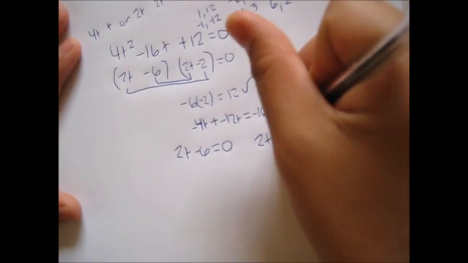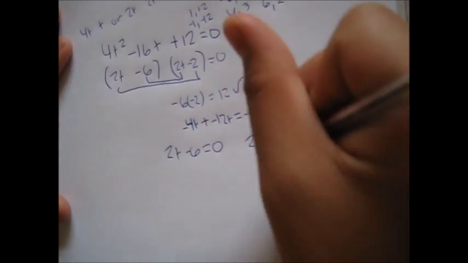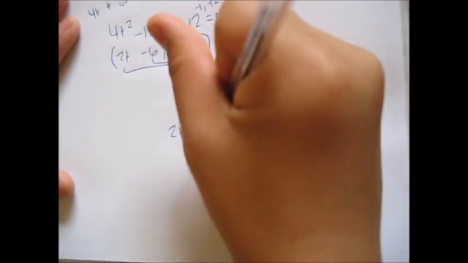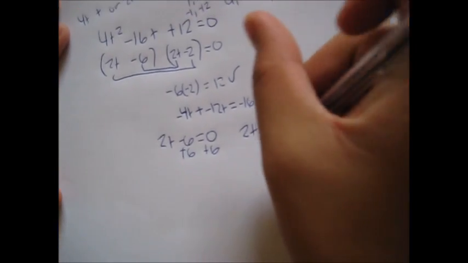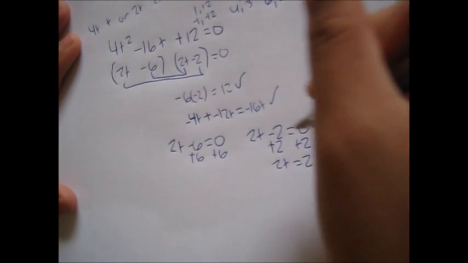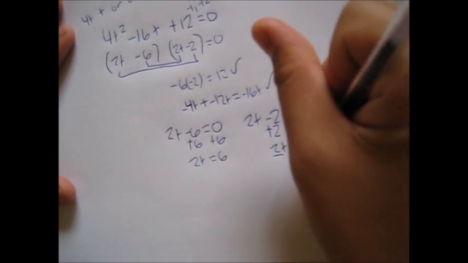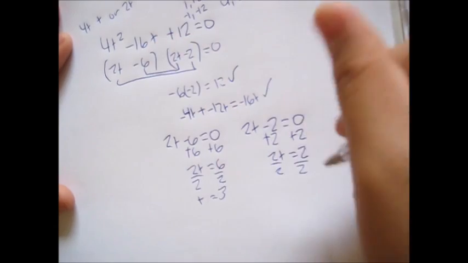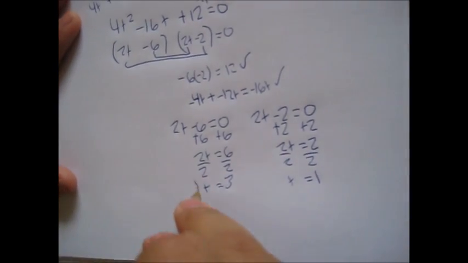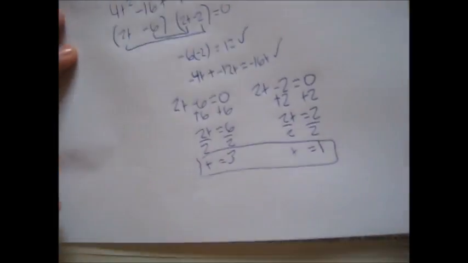So next, you want to take the 2 parentheses and add an equal 0 to each equation. Now there are 2 different equations. You want to find what t is. So the one on the left, you add 6 to both sides, and the one on the right, you add 2 to both sides. So you got 2t equals 6 and 2t equals 2. So you want to divide by 2 on both sides, and you get t equals 3 on the left and t equals 1 on the right.